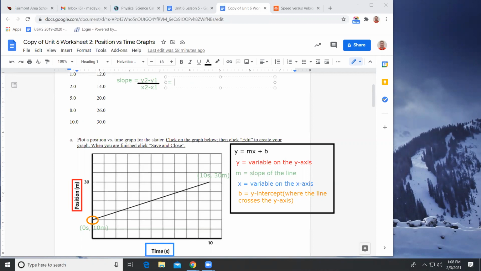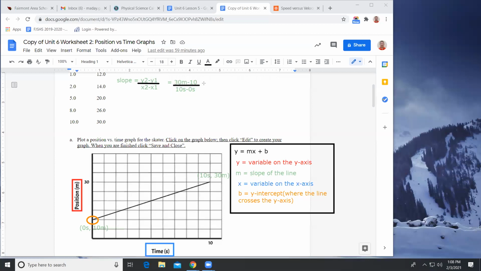So equals our 30 meters minus 10 meters. We're going to put that over our x2. So our x2 in this case is going to be 10 seconds, because since I used the 30 as my y2, that means my x2 has to be the 10. So we're going to subtract from that our x1, which in this case is 0 seconds.